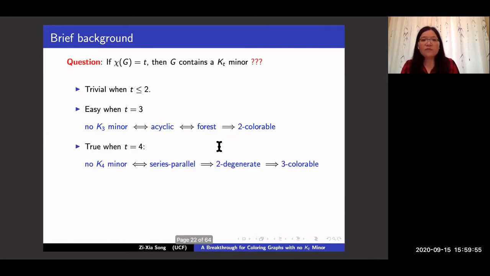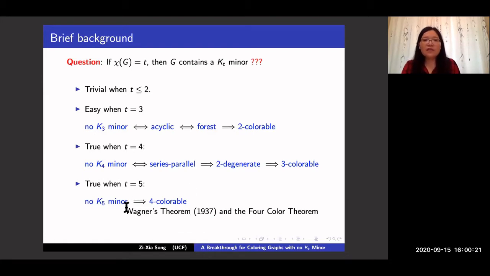Now for t equals 4, I'm lazy here. I simply use series-parallel graphs. No K4 minor means my graph is series-parallel, which means it's 2-degenerate. 2-degenerate means every subgraph of G has a vertex of degree at most 2. So this gives you the fact that my graph is 3-colorable. Now for t equals 5, you want to prove no K5 minor implies my graph G is 4-colorable. This follows from Wagner's theorem on graphs with no K5 minors and the 4-color theorem.